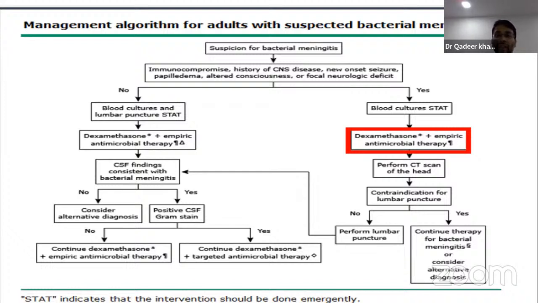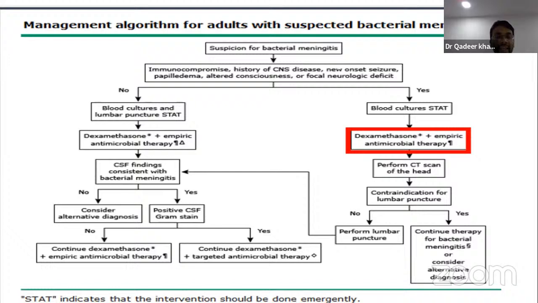So when an immunocompromised patient with CNS disease or new onset seizures had a suspicion of bacterial meningitis, blood cultures and lumbar puncture were done. Dexamethasone was empirically started along with antimicrobial therapy. CSF was done, and if it was positive for any organisms, we continued the steroid.